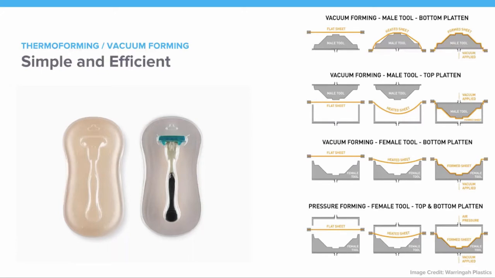It's very easy to use. The machines are very cheap. You can build them yourself if you'd like. On the left side of the screen, you can actually see a razor case that was produced from a 3D printed mold using our high temperature material. The high temperature mold is on the left, and the final case is on the right.